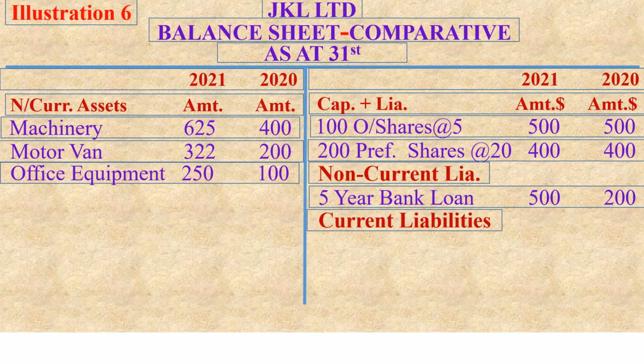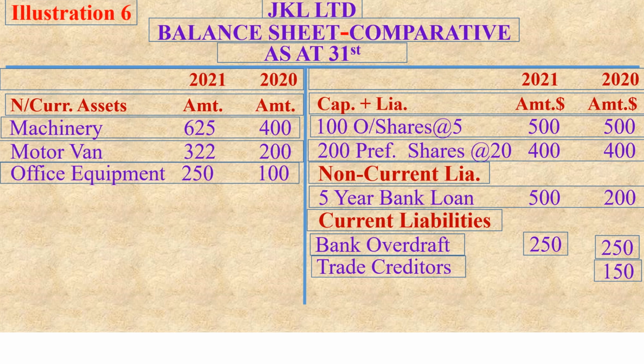Then when we go to current liabilities, under this, we have got bank overdraft, whereby for the year 2020, the value was $250, while the corresponding year 2021, the value was $250 also. Again, it shows that there was no change as far as the bank overdraft was concerned for the 2 years. Now, when it comes to trade creditors, in the year 2020, it was $150, while the year 2021, the figure increased to $340.